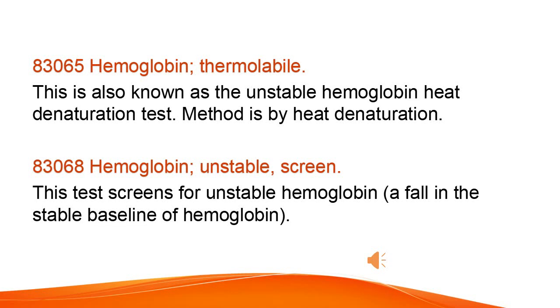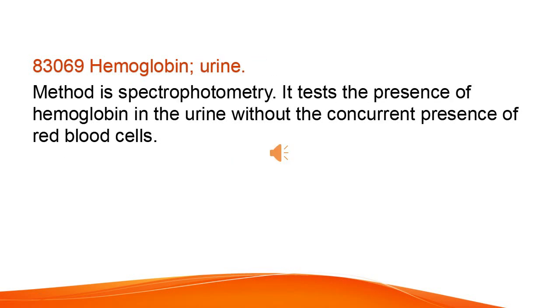Hemoglobin, thermolabel. This is also known as the unstable hemoglobin heat denaturation test. Method is by heat denaturation. Hemoglobin, unstable, screen. This test screens for unstable hemoglobin, a fall in the stable baseline of hemoglobin. Hemoglobin, urine. Method is spectrophotometry. It tests the presence of hemoglobin in the urine without the concurrent presence of red blood cells.